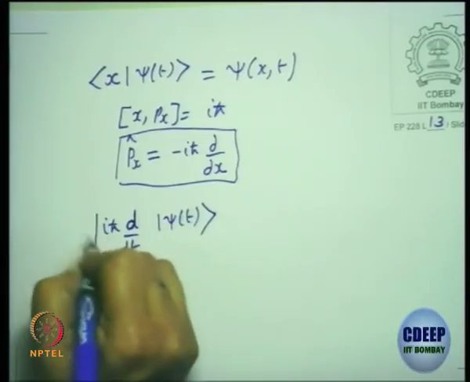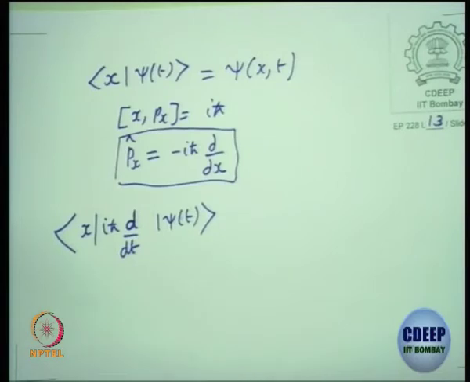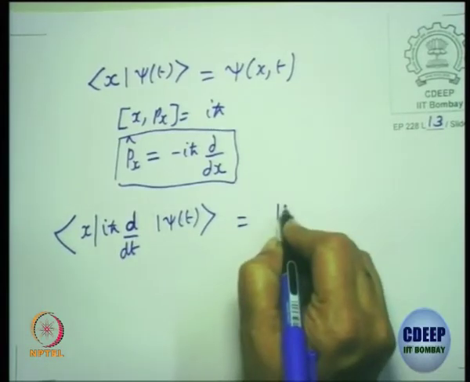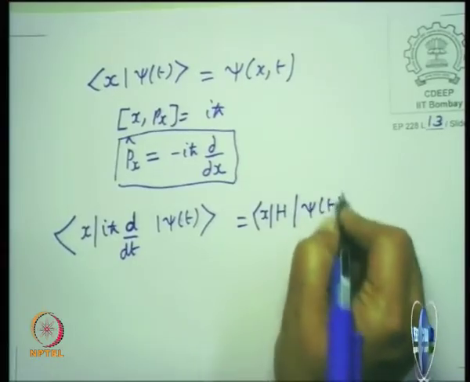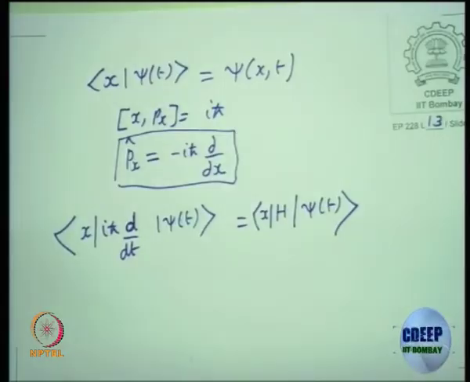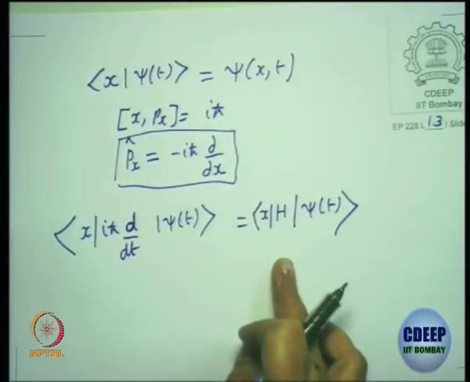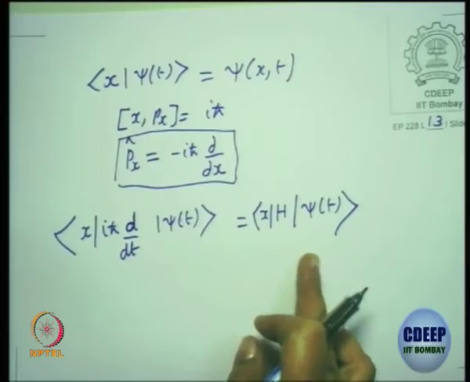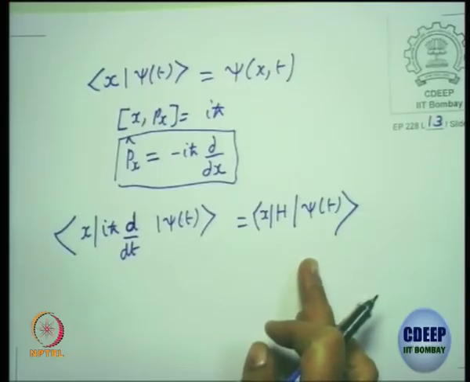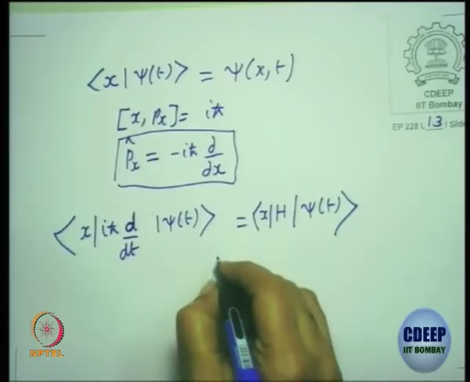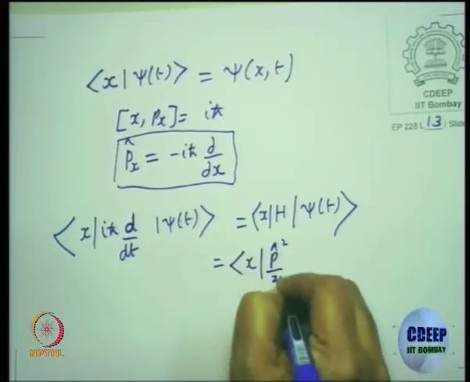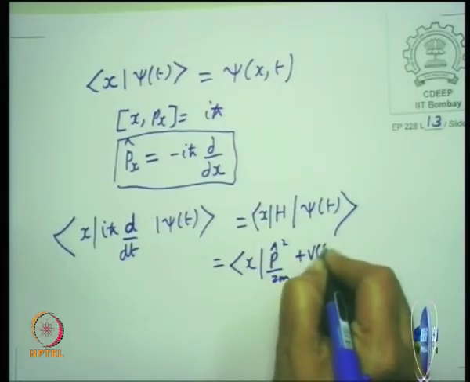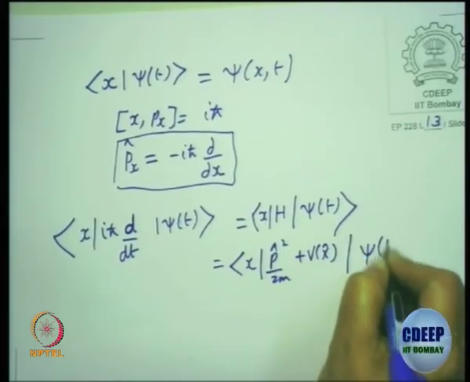You can take a position state here, which will be <x| H |psi of t>. H is p squared over 2m plus V of x. We are taking time independent potentials. So, let us write that as <x| (p squared over 2m plus V of x operator) |psi of t>.